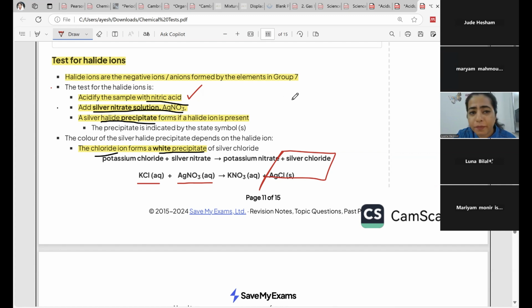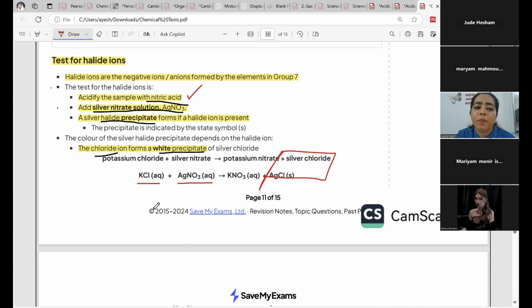Yes, Mariam. Miss, I have a question. How can silver here replace potassium in chloride, and calcium chloride is formed and silver nitrate? So how can potassium be replaced by silver? Silver is just taking its place. Other way around.